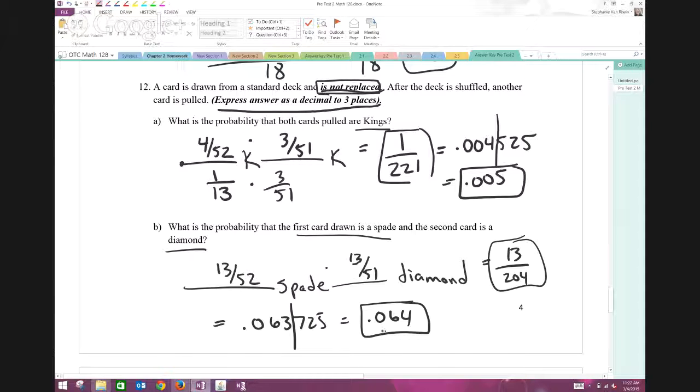This just makes it a little easier for me to grade because everyone's going to get the same 3-digit place, versus if you take 13 times 13 and 52 times 51 and then try to simplify it, it can get messy. So be careful if it's being replaced or not being replaced.